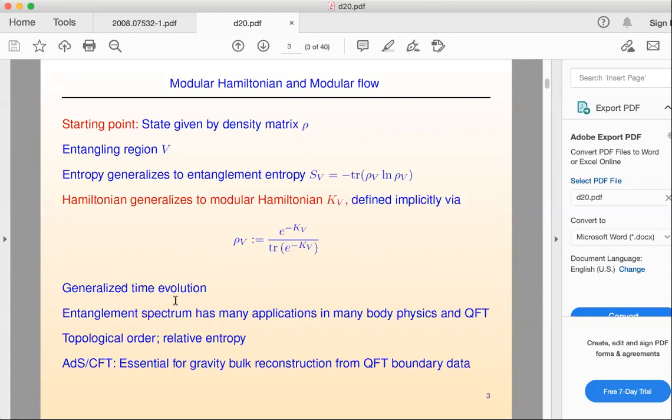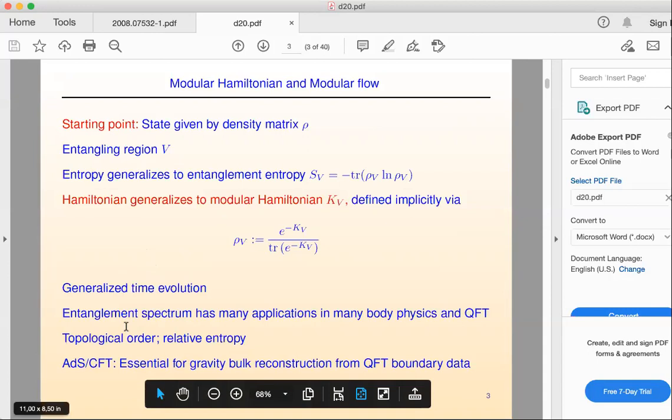I should say that this concept has been around for quite some time. The spectrum of this operator, which is often referred to as the entanglement spectrum, has many applications throughout physics, in many-body physics and quantum field theory. It has been used to characterize topological order. It is also related to the important concept of the so-called relative entropy. And in the context of the AdS/CFT correspondence, it is an essential idea for gravity bulk reconstruction from the quantum field theory boundary data. Many people have used this in this context.